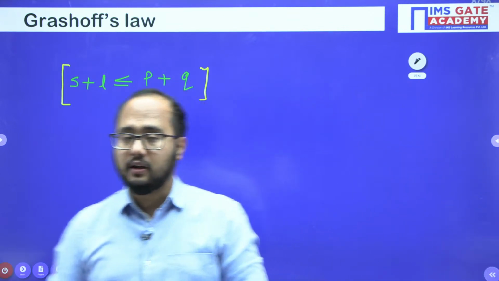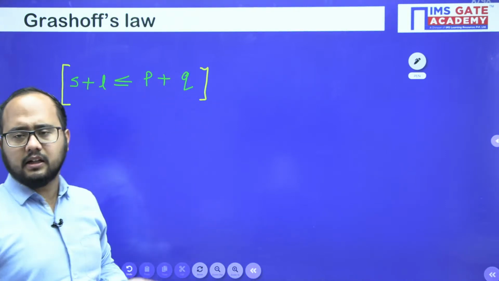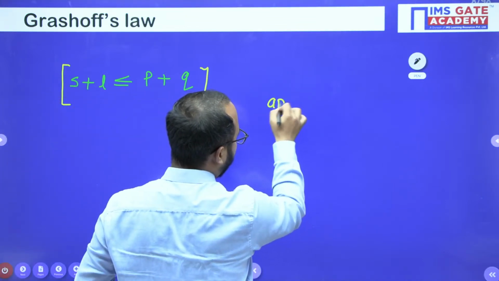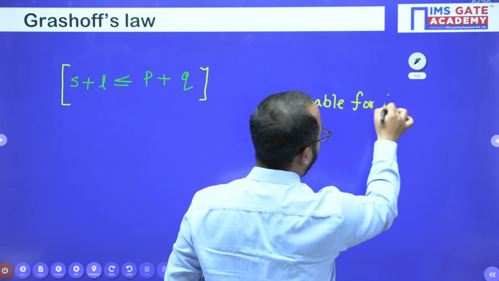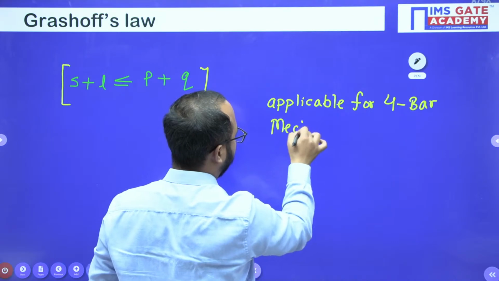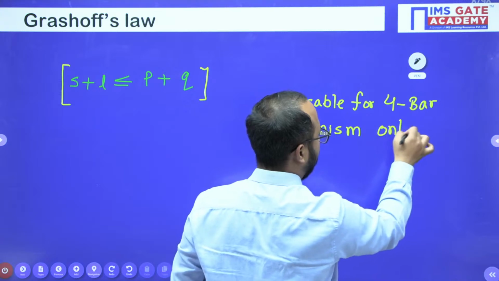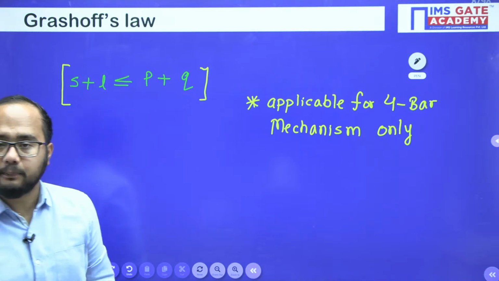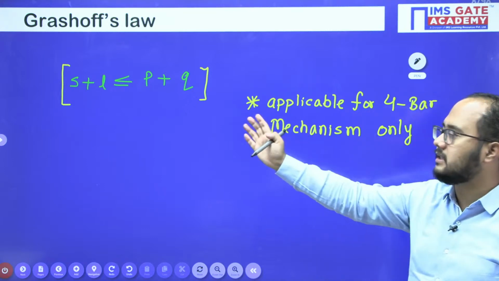This is the most important point, guys, right? So if smallest plus longest link length is less than P plus Q, then obviously Grashof's law will be valid, right? And we'll write here: applicable for four-bar mechanism only. So you have to ensure whether all the pairs are turning pairs or not. That point you should remember always. Otherwise you cannot apply this particular law.